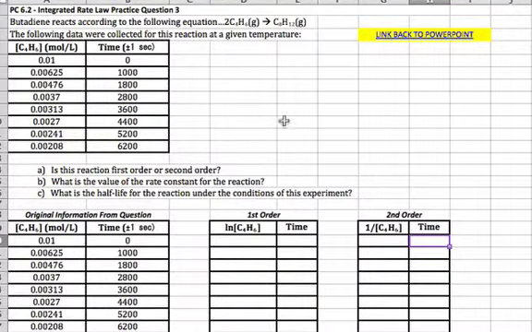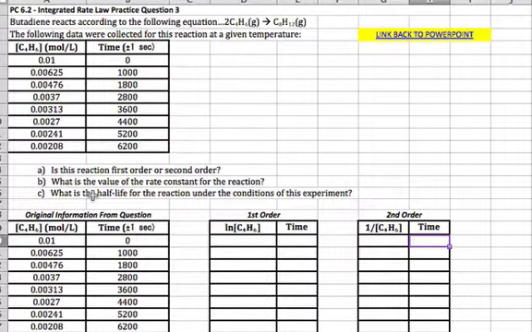All right, so here's our question. It's kind of tiny. I'll try to zoom in for you, but it gives us all this information and tells us that this data was collected right here, and this is on your paper. We have three parts. Is this reaction first order or second order? Then what is the value of the rate constant for the reaction? And then C is what is the half-life for the reaction under the conditions of this experiment.